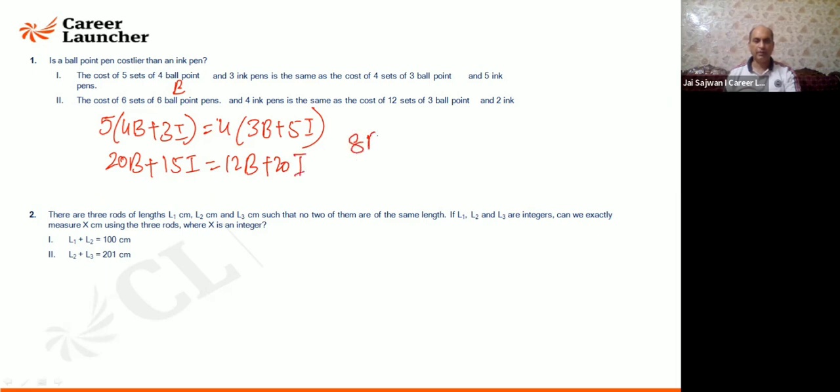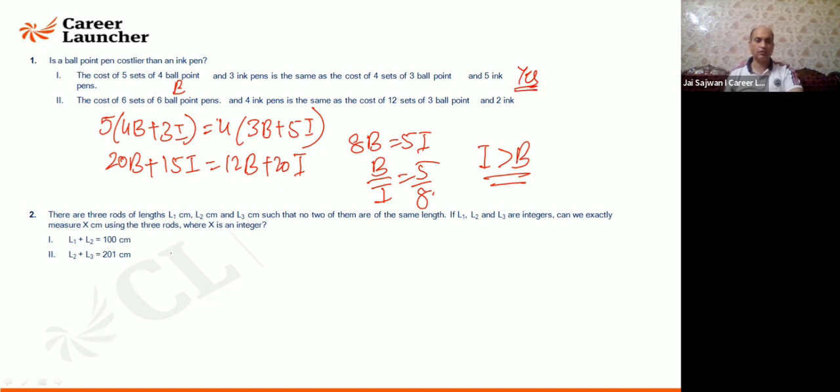I'll be saying 8B is equal to 5I. I'll say B upon I is equal to 5 by 8. So I know ink pen is certainly costlier than the ball pen. So I'm saying yes, by statement 1, I'm going to get my answer.